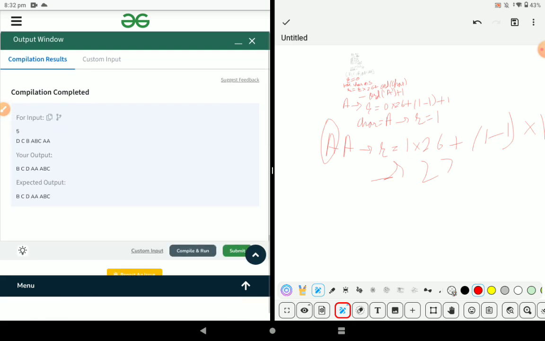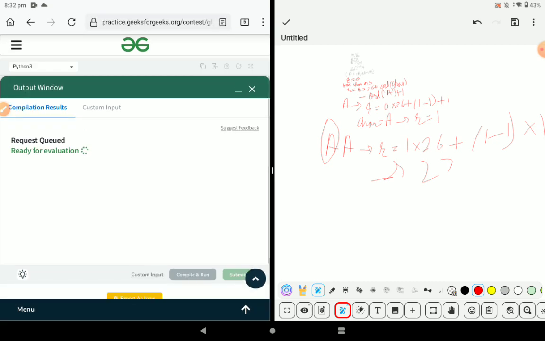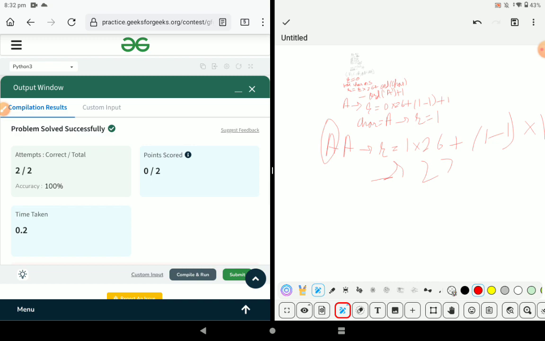Yeah, it runs successfully. Yes, it has been submitted.